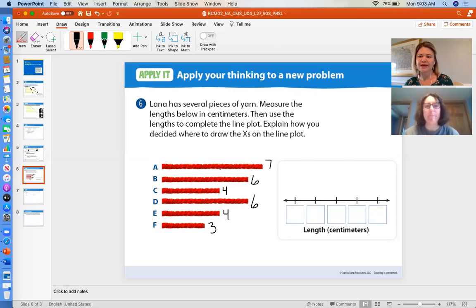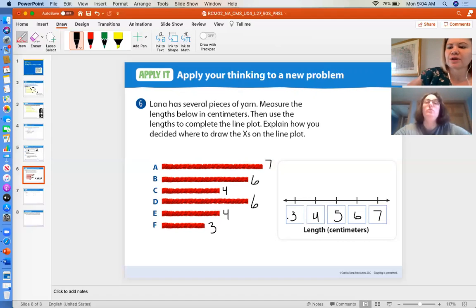So the first question we have to ask is, what is the smallest piece of yarn? Okay, so we look at it and it looks like 3 is our smallest. Okay, so now what is the largest, the longest? And it looks like 7 is our longest piece. Okay, so if we did this right, we fill in the numbers and there shouldn't be any missing numbers, right? Right. 3, 4, 5, 6, 7. Okay, good job.